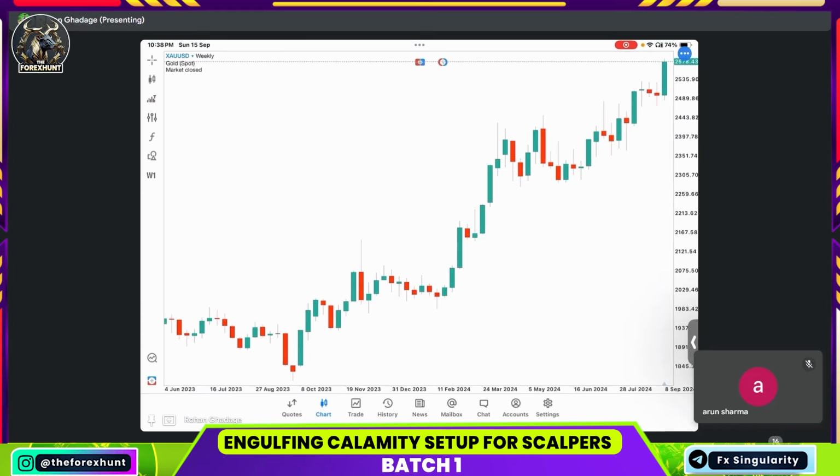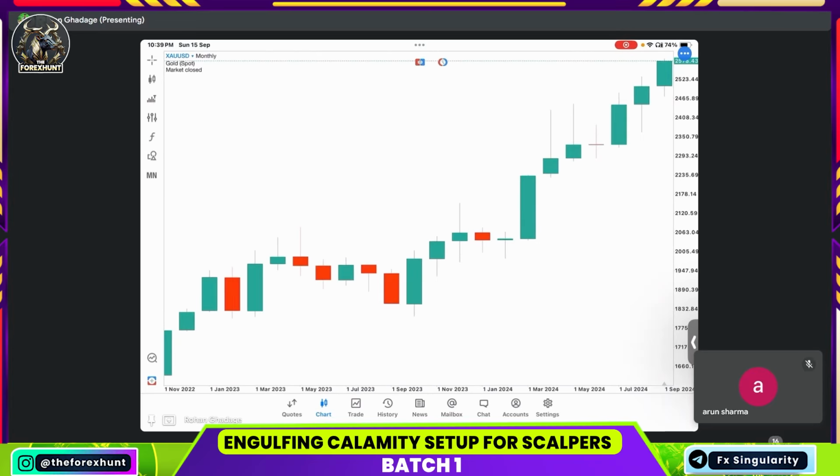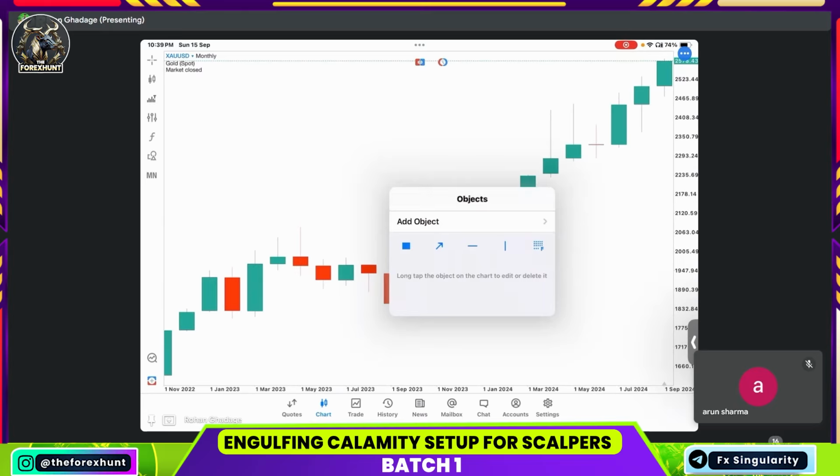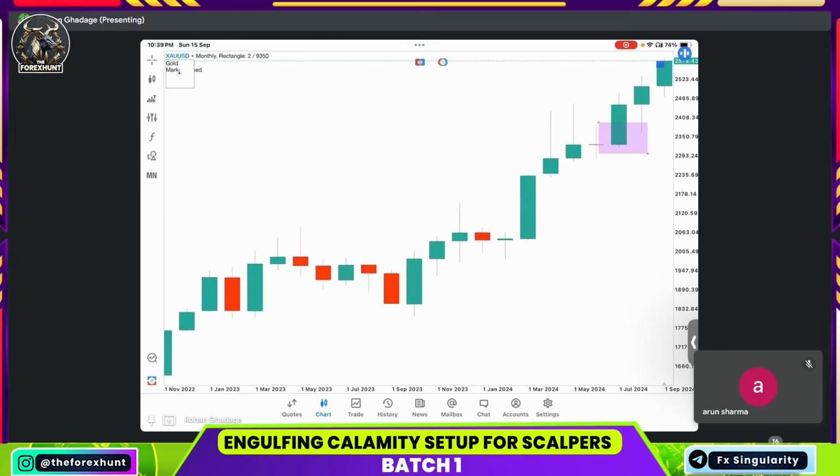Now, sometimes what happens is the weekly sell fails or the buy fails. Simply go to the monthly time frame and check whether it is a monthly buy or sell. I'm just explaining it to you. This is a monthly engulfing buy.